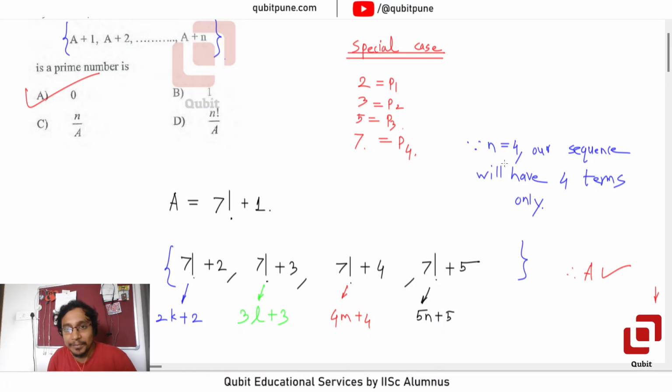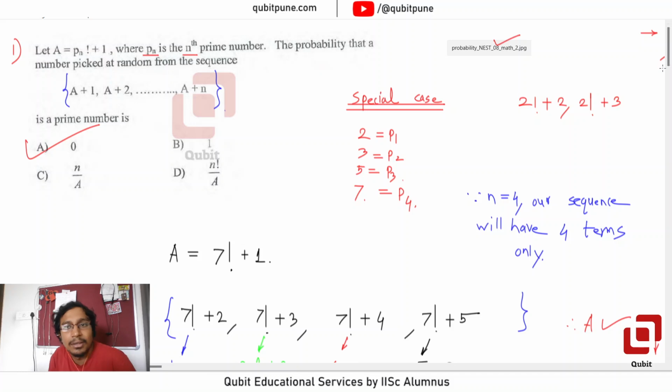Like for example, for 2, it will be 2 factorial plus 2 and 2 factorial plus 3. Got it? Okay, so 2 factorial plus 2 is 4, 2 factorial plus 3 is 5. Oh wait, this is not giving us... oh sorry, this is the first prime number. Okay, this is the first prime number, right? So only this term will come.